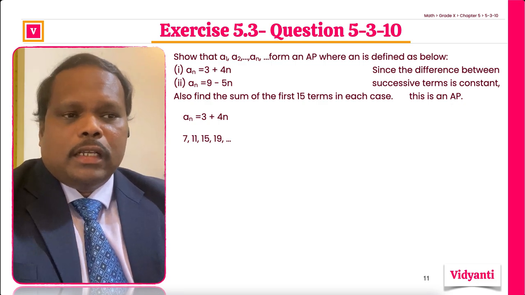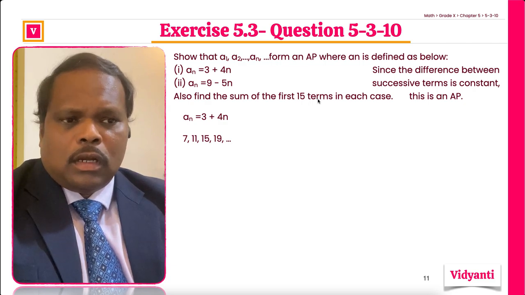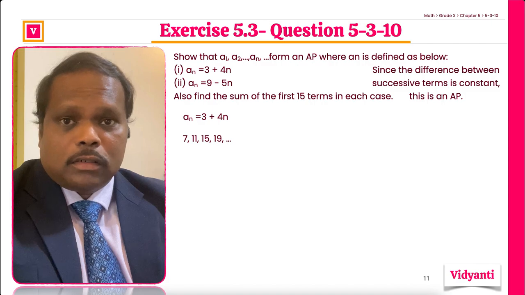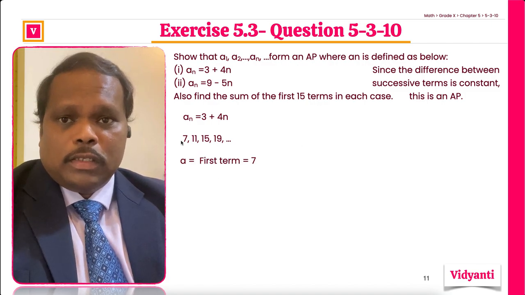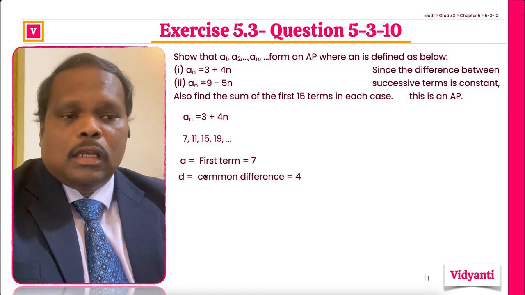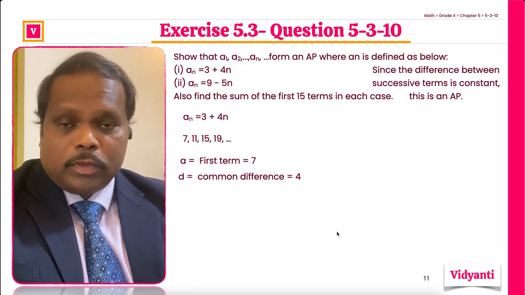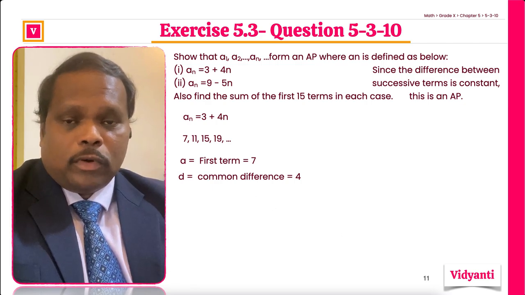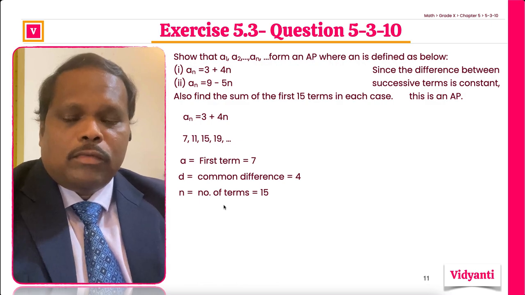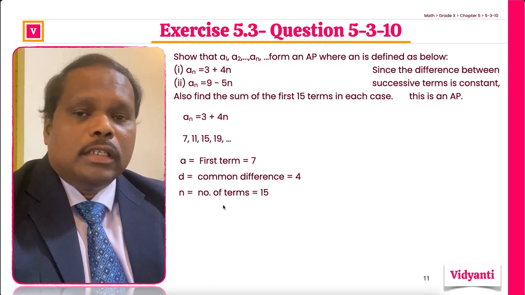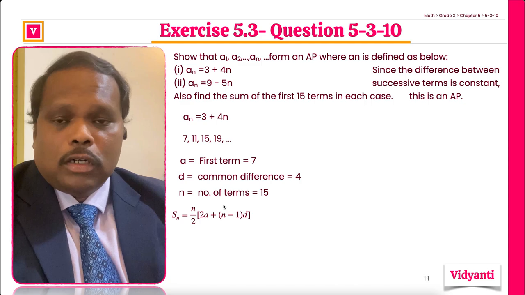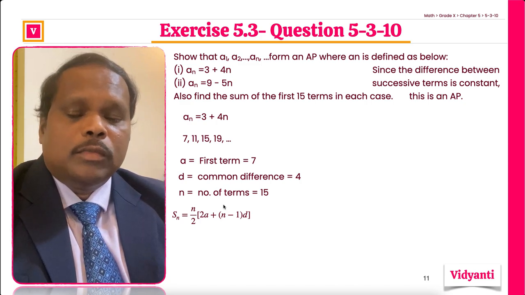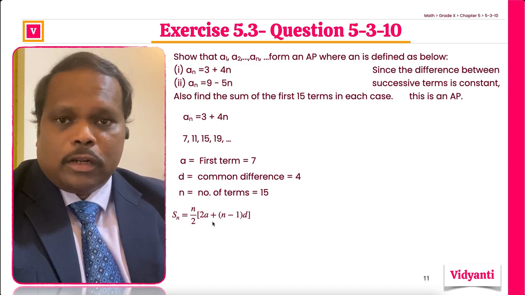So having established that, let's see how we can calculate the sum of the first 15 terms. Let us see what the characteristics of this arithmetic progression are. Well, the first term is 7, that is denoted by a. The common difference between two successive terms, which is constant and uniform, is denoted by d, which is 4. Difference between 7 and 11, 11 and 15, and so on. And here we want the sum of the first 15 terms, so n is 15. So let us use the formula for the sum of the first n terms of an AP. That will be this particular formula.